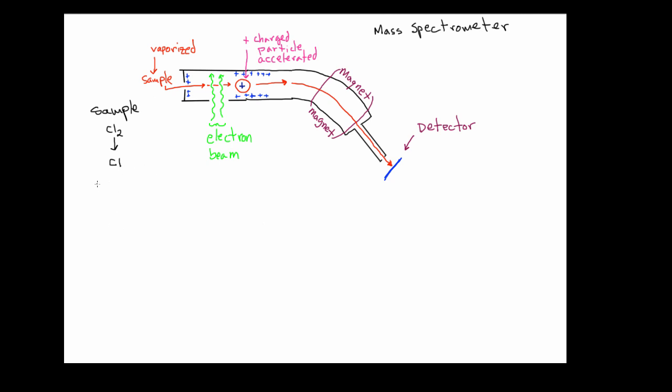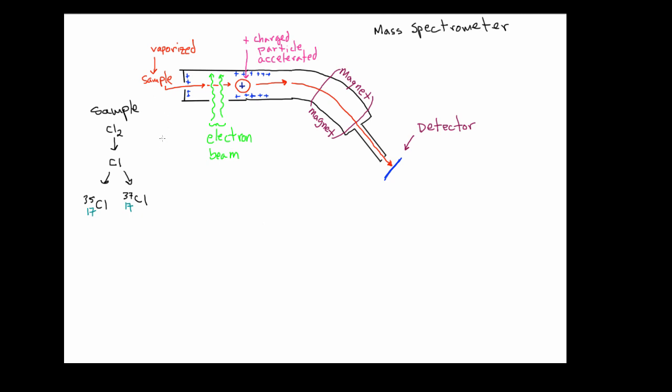Now, here's the thing. Chlorine in nature's got two different isotopes. One of them is Cl35, all right, and the other one is Cl37. All right, let me go ahead and add the atomic numbers in here. So it's Cl has an atomic number of 17. This would be the AZE notation.